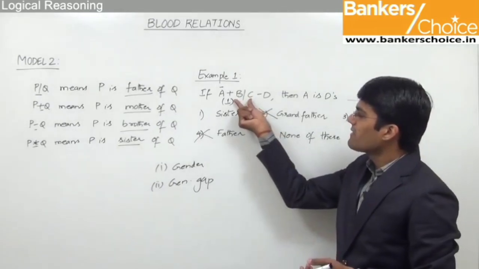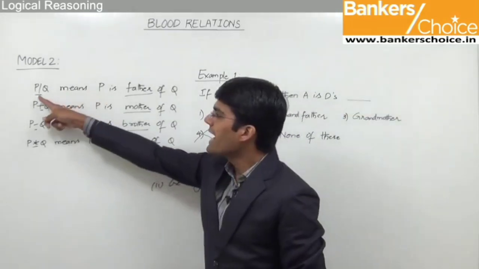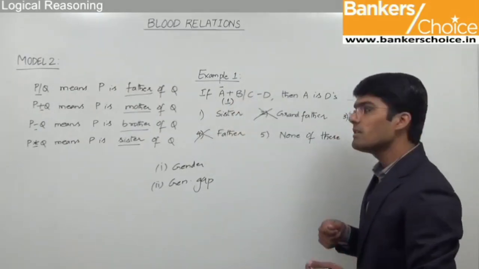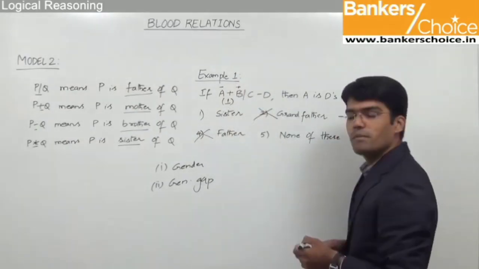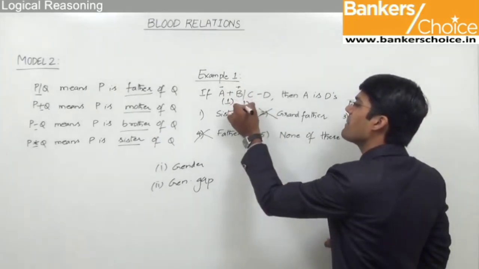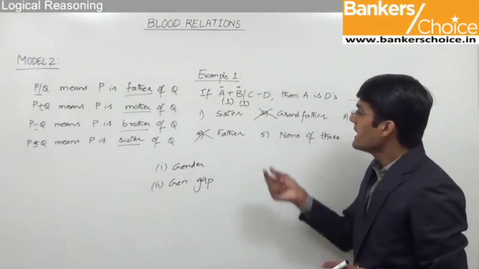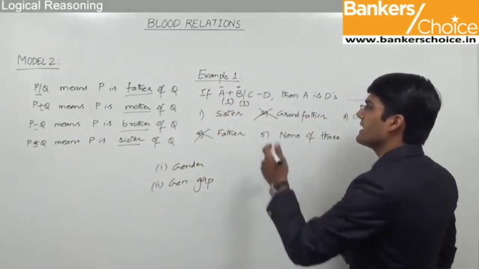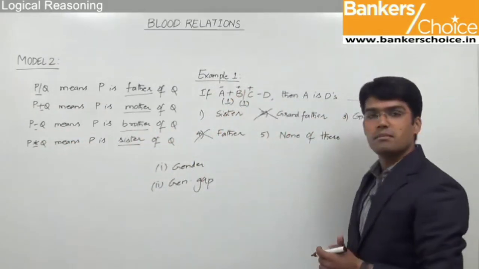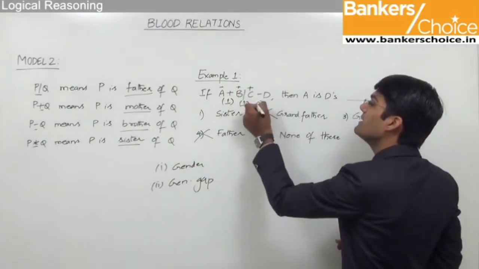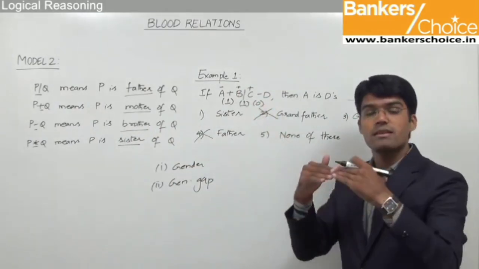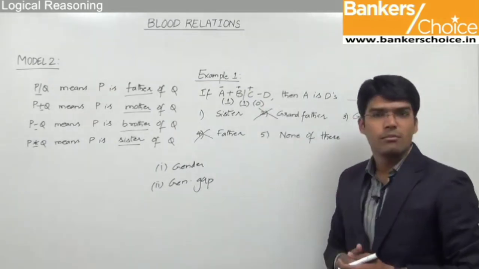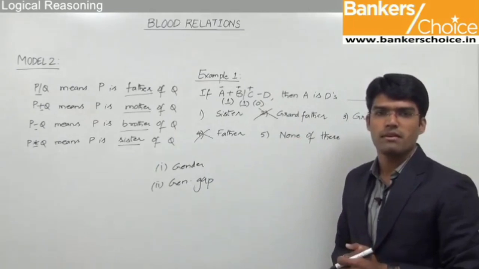Moving on to the next set of persons here, B by C. We know that by means father. So we can say that B is the father of C. Once we know B is father of C, the gender of B is male, and again the generation gap between B and C is 1. C minus D. C minus D means C is the brother of D. So we can say that C is a male person as he is the brother of D, and the generation gap between C and D should be taken as 0 because they belong to the same generation as they are siblings. The gender of D cannot be determined here because there is no information given regarding that.